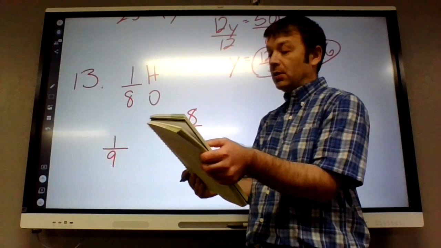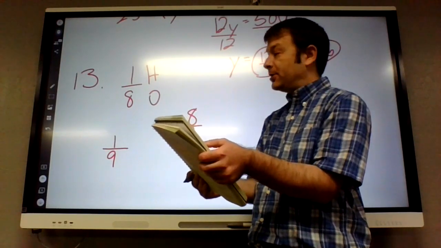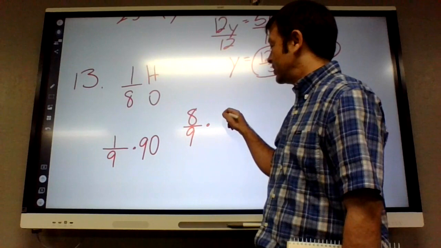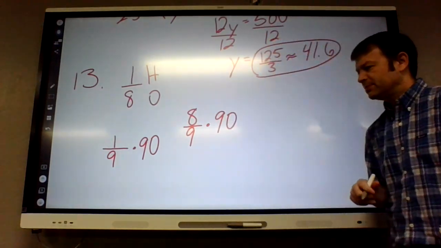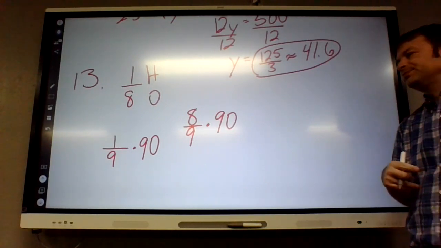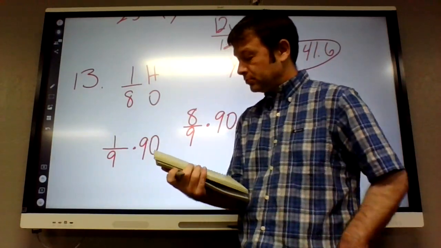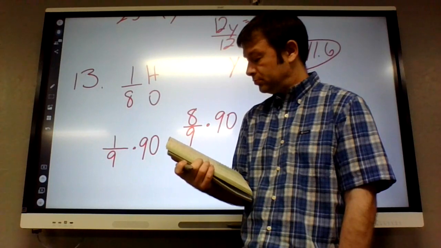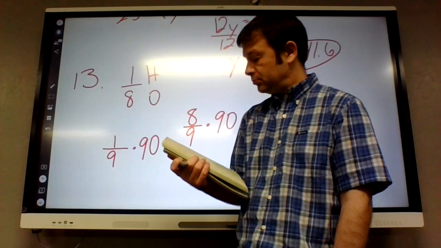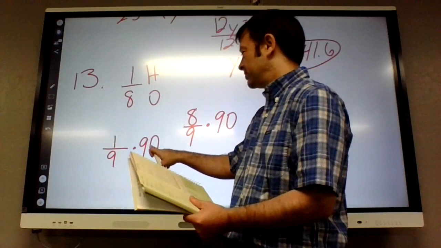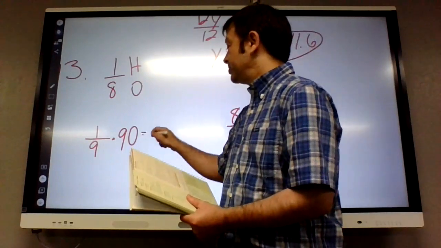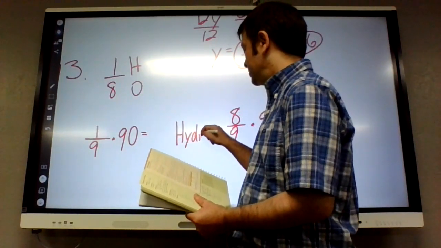All right. It's out of 90 grams. So it's asking how many grams are of each. So 1/9 of the 90 would be hydrogen, and 8/9 of the 90 would be oxygen. Yeah, you need to answer both of those. Let's see if I can do this over here. This would be hydrogen.